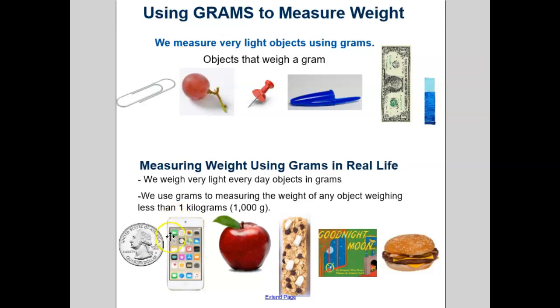We would measure an iPhone using grams because it's less than 1 kilogram. Or an apple, which actually weighs about 100 grams. Or a granola bar, which weighs about 50 grams. A small paperback book, or a cheeseburger. Those are objects that don't weigh very much, so we would use grams to weigh them.